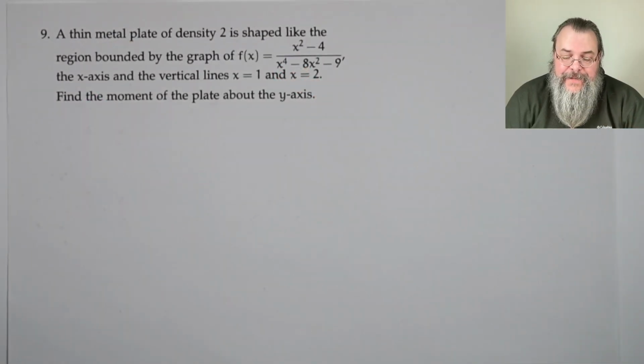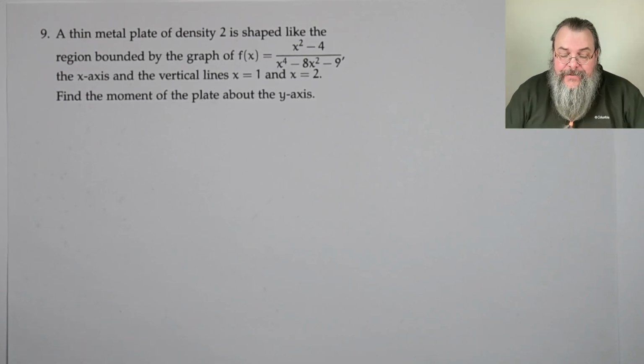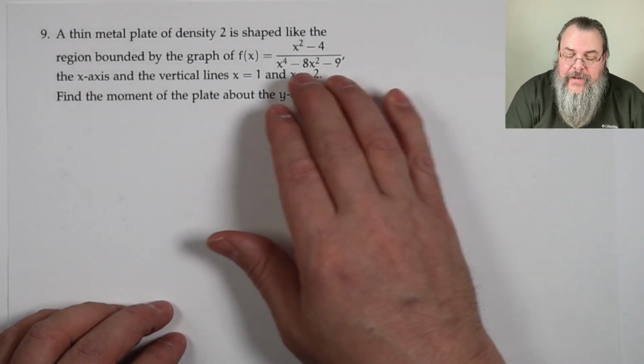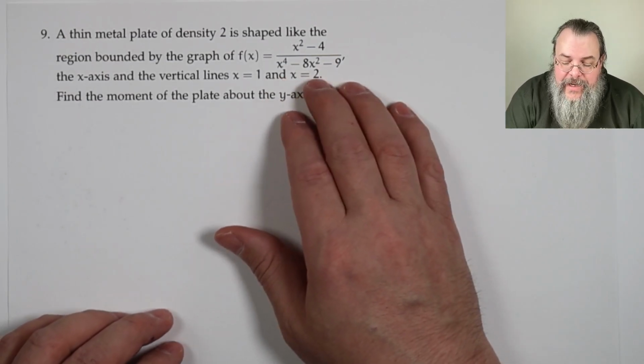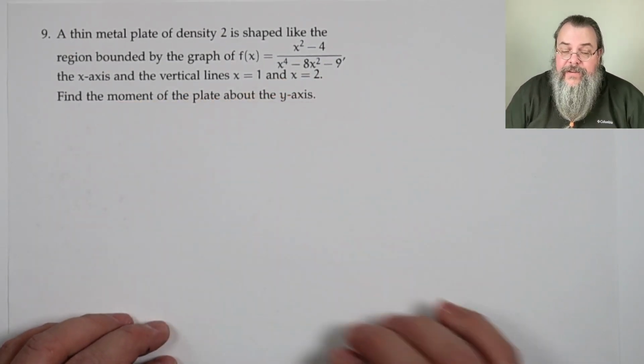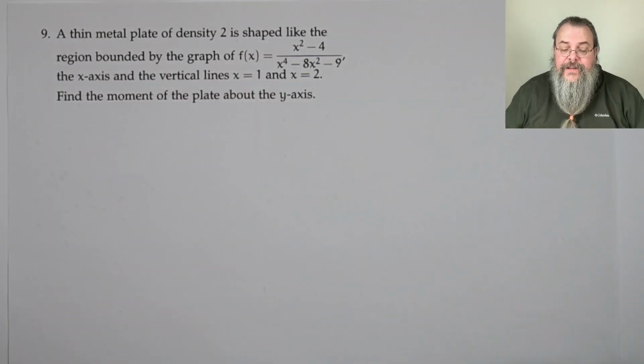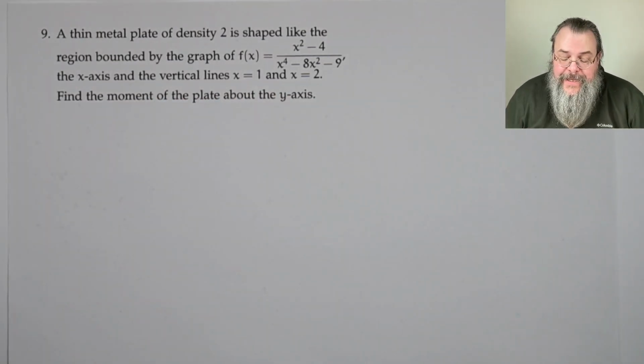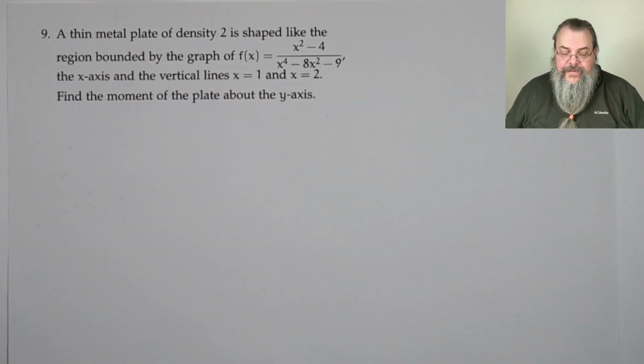A thin metal plate of density 2 is shaped like the region bounded by the graph of f of x equals x squared minus 4 divided by x to the fourth minus 8x squared minus 9, the x-axis, and the vertical lines x equals 1 and x equals 2. Find the moment of the plate about the y-axis.